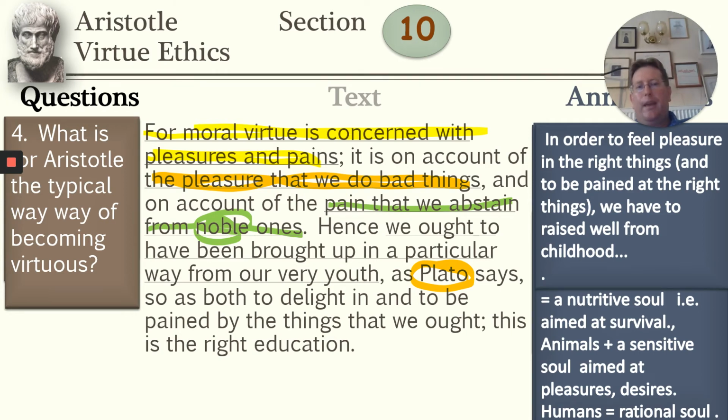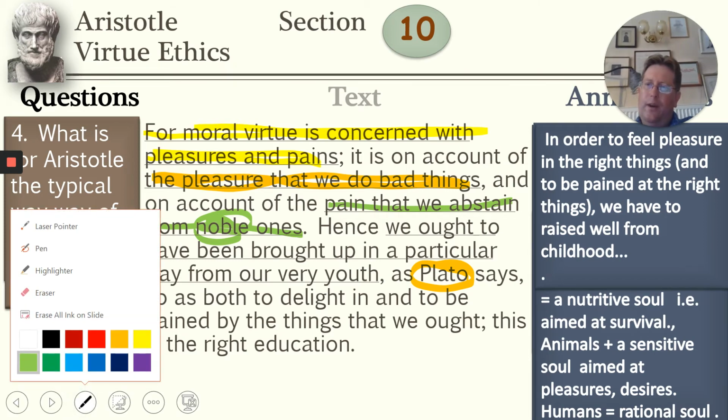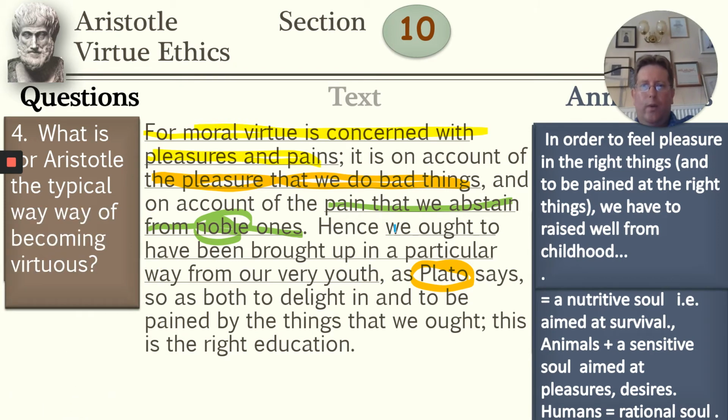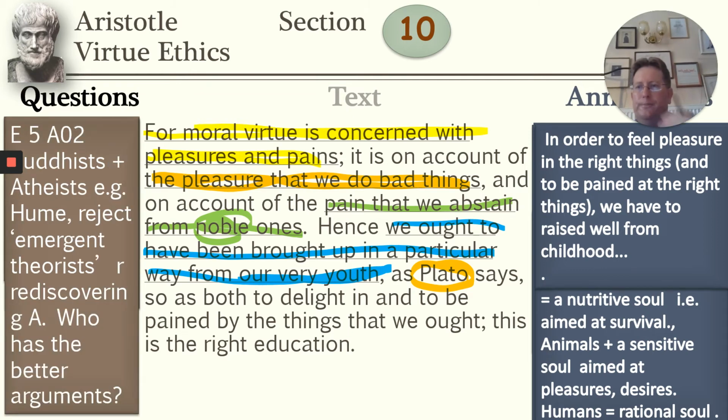So we should accept that at times we will be pained to do the right thing. And if we are raised well from childhood, we embrace pain in order to do the right thing. So he says this, and it's again quite an elitist idea. We ought to have been brought up in a particular way from our very youth, from our childhood.